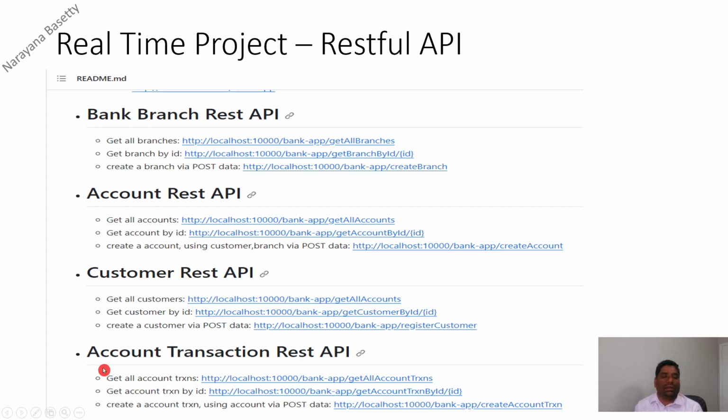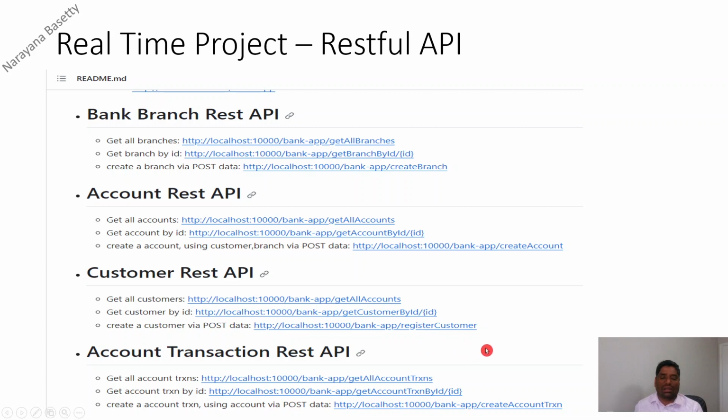So I have the following services: bank branch service, which is hosting three types of REST endpoints. Get all the branch details, get a branch by a specific branch ID with its full details, and creating a branch using a REST endpoint. And then account: getting all the accounts, get account by ID, create the account. Then customer: get all customers, get customer by ID, create a customer via post.